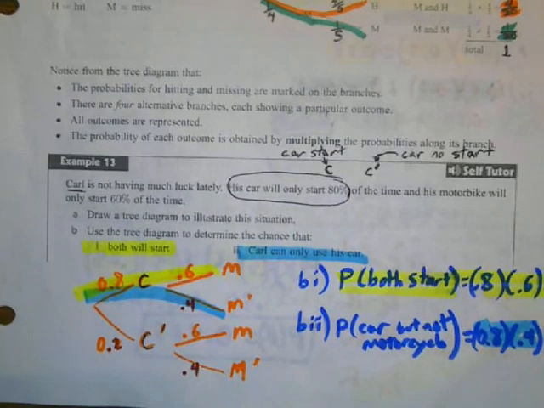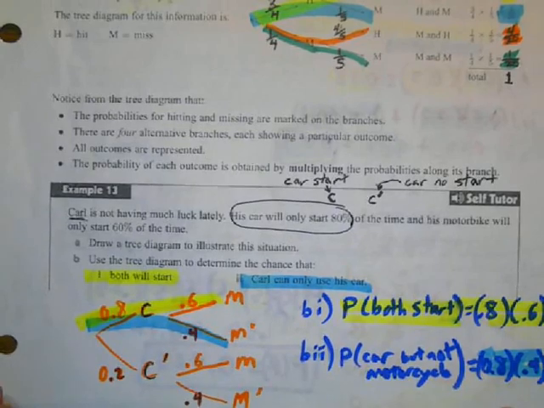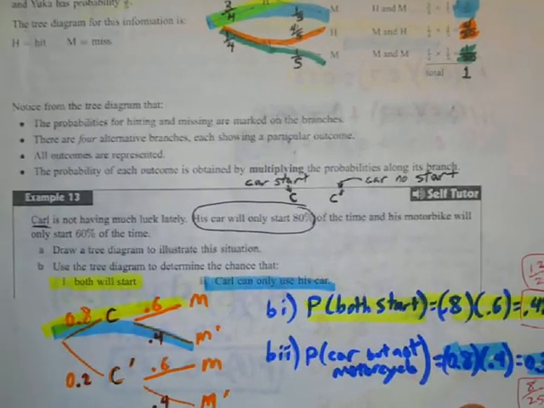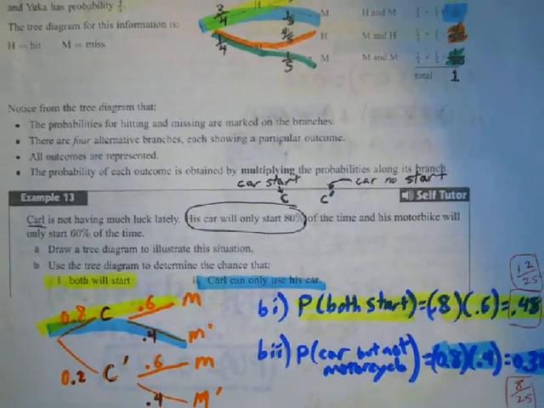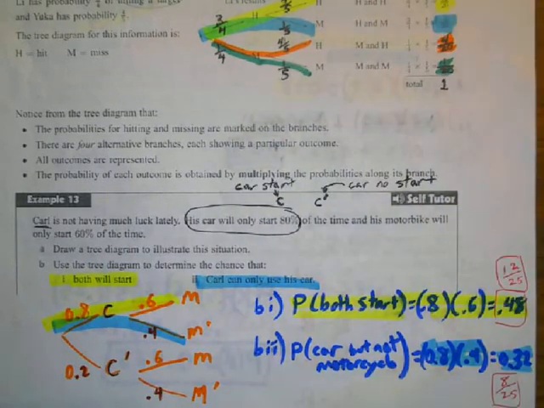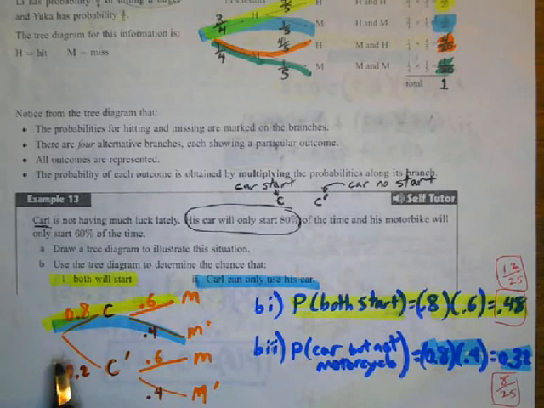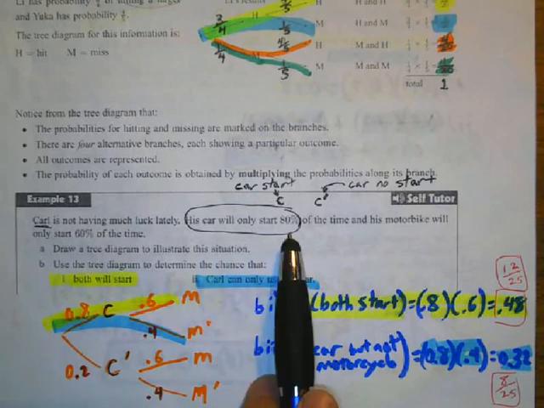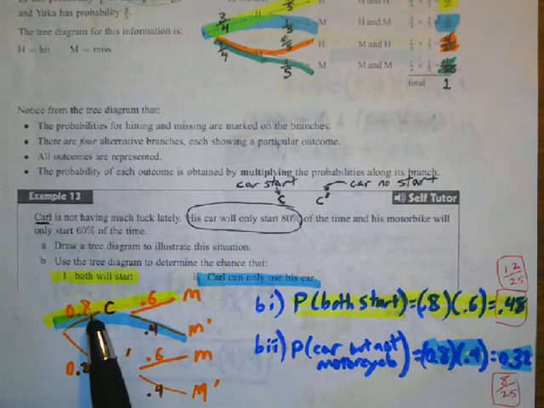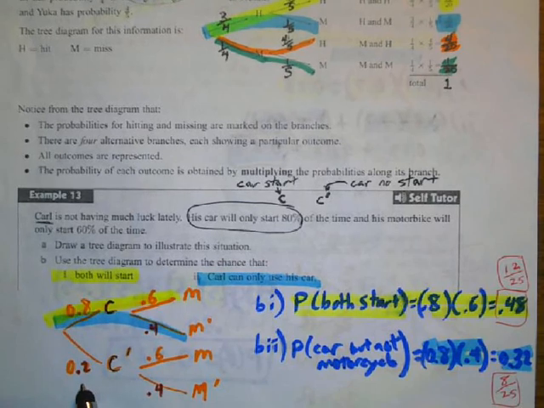Oh, one other thing. Notice that I'm using highlighters to explain what I'm doing. If you use highlighters, your notes are going to be much more clear than if you don't. And it's very important to draw your tree diagrams. So anyways, 80% of the time the car starts. So clearly it's 20% the car doesn't start. Right? These add up to 1.